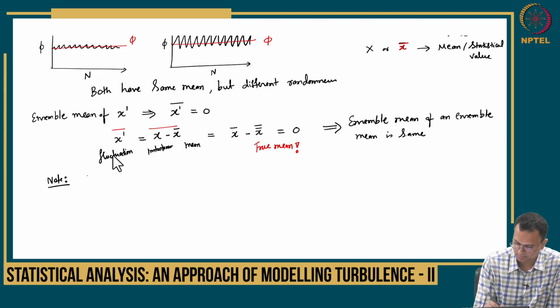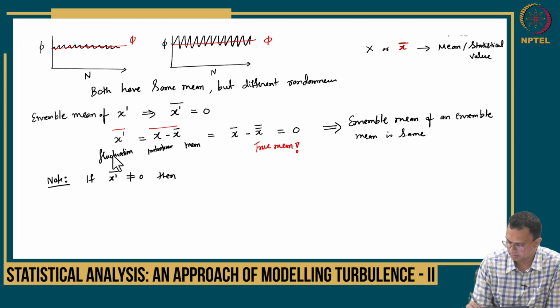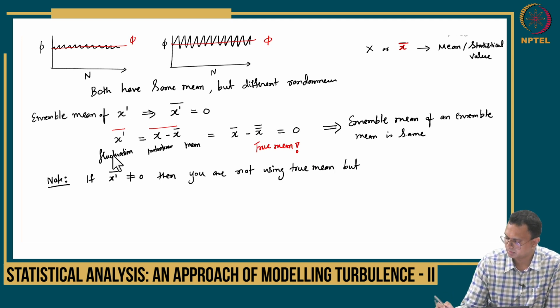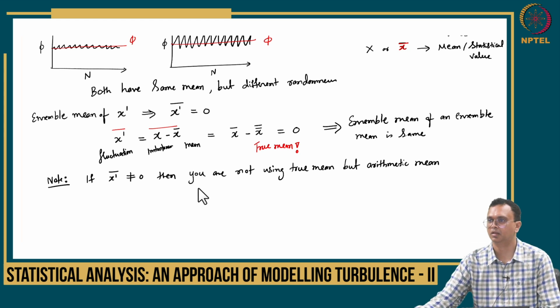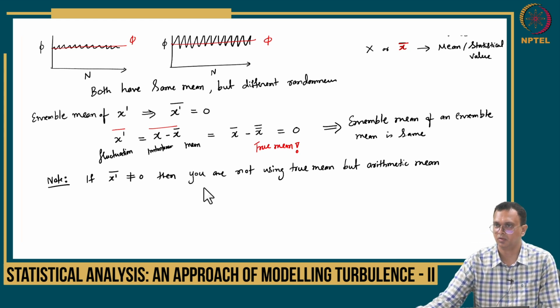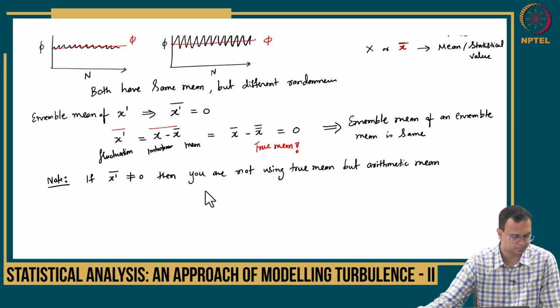And take a note here. So if x prime over bar is not 0, then you are not using true mean but arithmetic mean. So you are operating with an arithmetic mean, which is giving a non-zero value upon averaging.